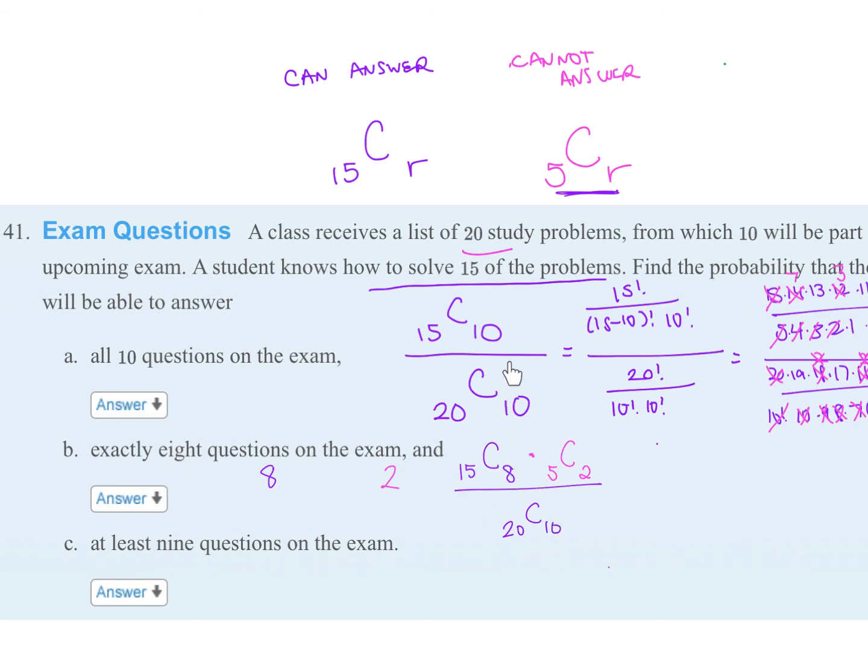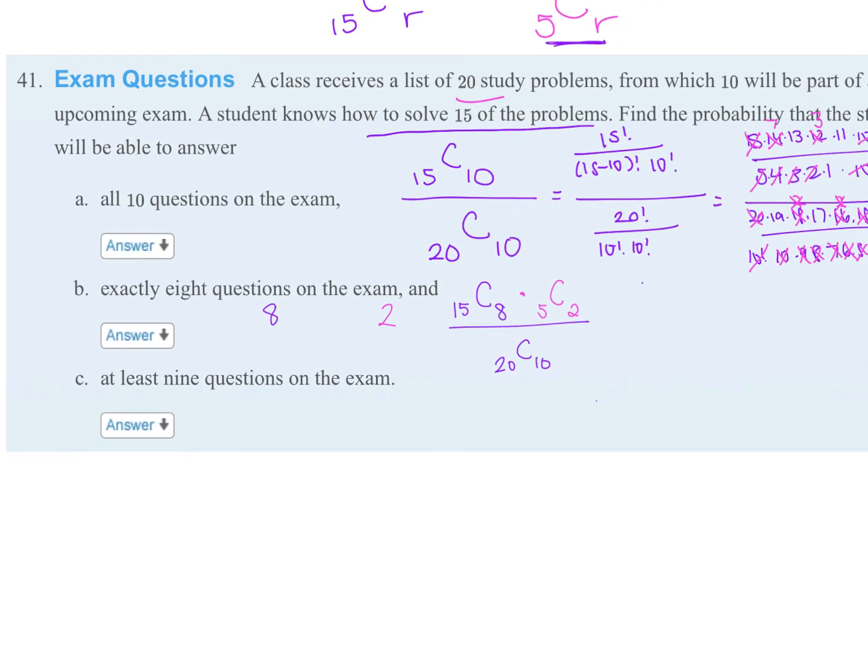One thing that can help you out is that these R's here, the 8 and the 2, should equal the total amount of questions that are going to be answered, which is 10, right? So 8 plus 2 is 10, and then 15 and 5 is the total amount of study problems. So notice it matches here. 15 plus 5 is 20. 8 plus 2 is 10 here. So I'll leave you to go ahead and simplify letter B.